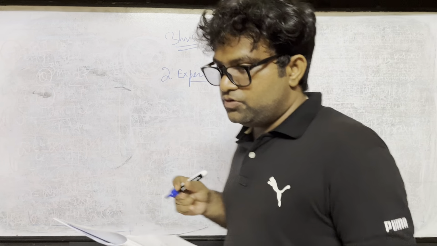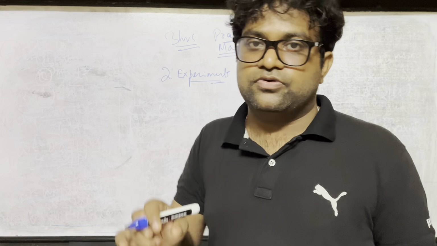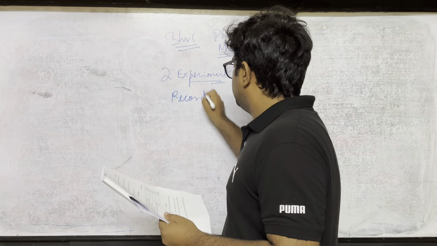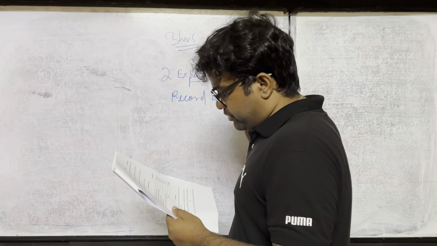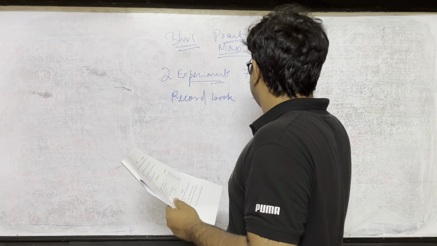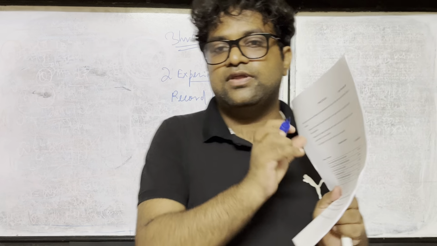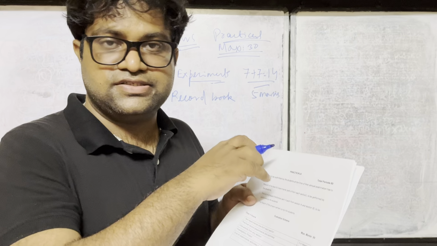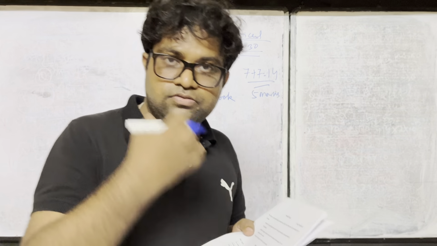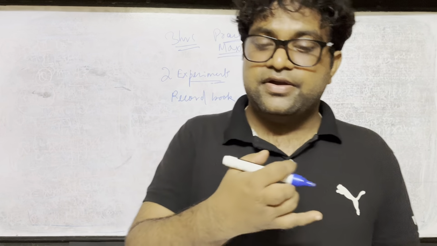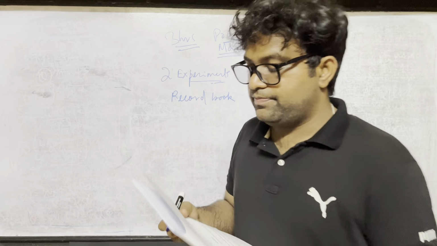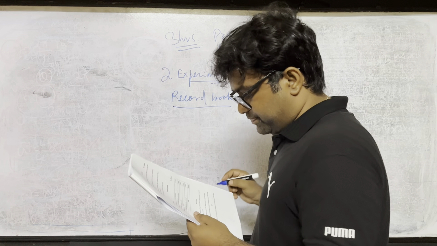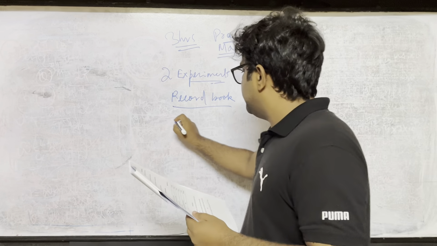Then you have to submit your practical record book, and for the record book 5 marks. Whatever I am explaining is there in the manual or circular that comes with the syllabus. You can go to the CBSE official website and download this syllabus. So record book 5 marks, your practical record book. Then 1 activity you have to do.